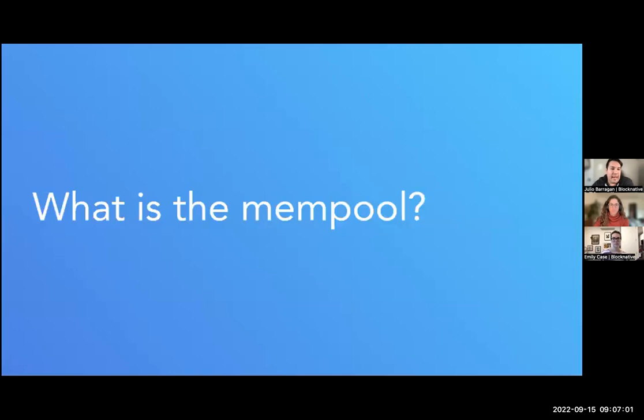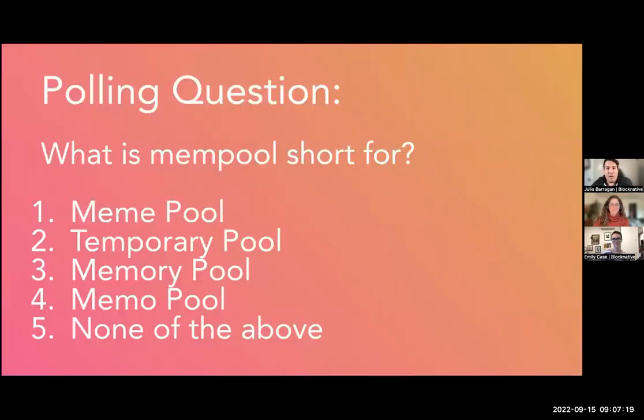Well, at a high level, the mempool is a gateway to the blockchain. Before anything can be written on a block, it first has to move through the mempool. Unfortunately, this important piece of Web3 is often overlooked. But before we go into the formal definition of the mempool, I do have a quick polling question if Florence can set it up. What is the mempool short for?